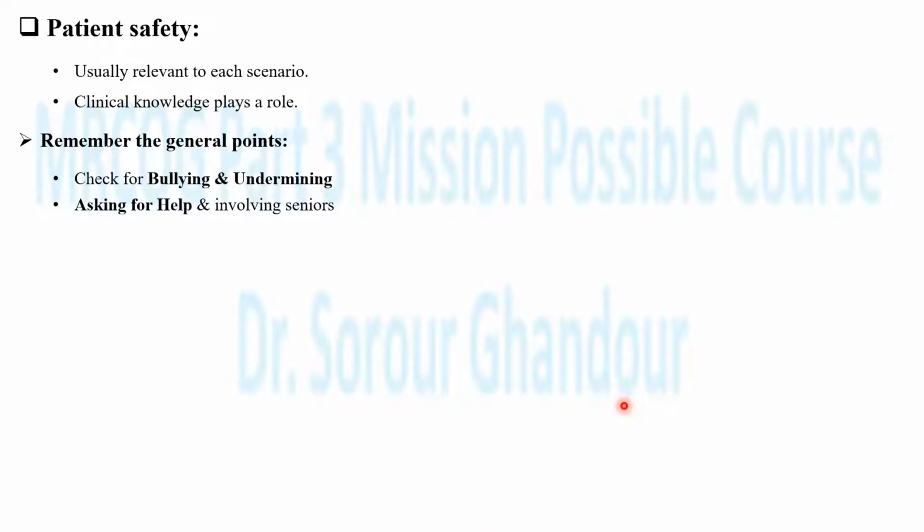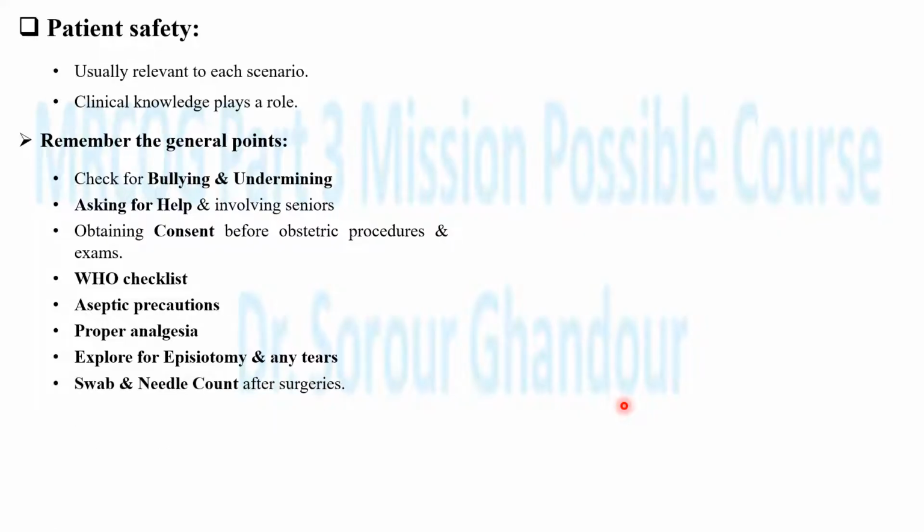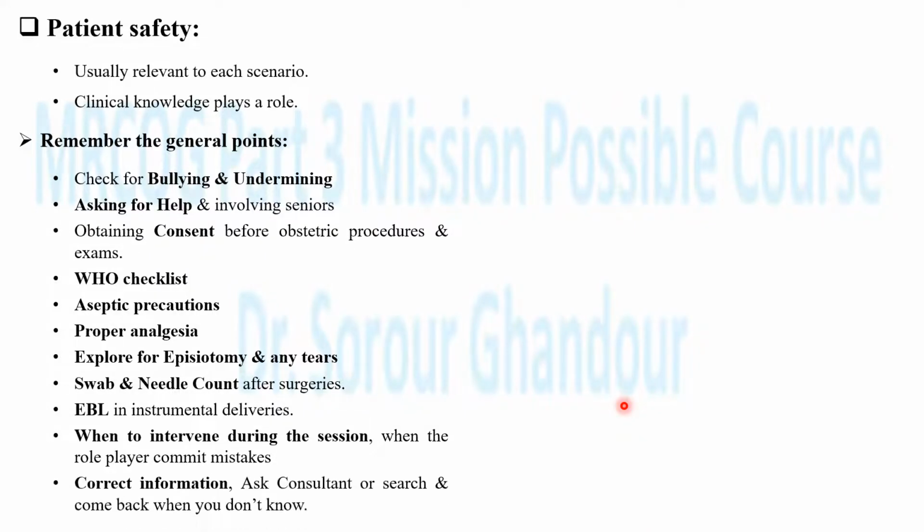If you are in an emergency situation, for example in neonatal resuscitation or in forceps or vacuum, you need to ask for help. Ask for consent before obstetric procedures and exams. Use the WHO surgical safety checklist, safety precautions, proper analgesia, and explore for episiotomy or any tears. If you are going to give a session about postpartum hemorrhage or third or fourth degree perineal tear, swabs and needles after surgeries have to be counted, and the amount of estimated loss. Also, intervene during the session when the role player makes a mistake.